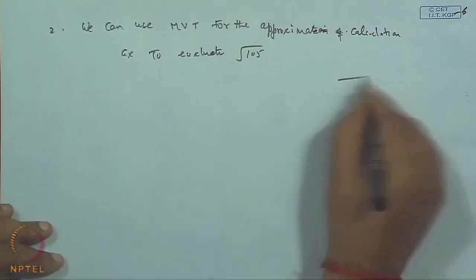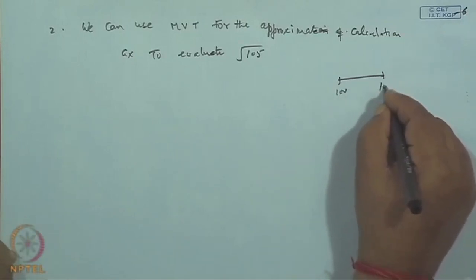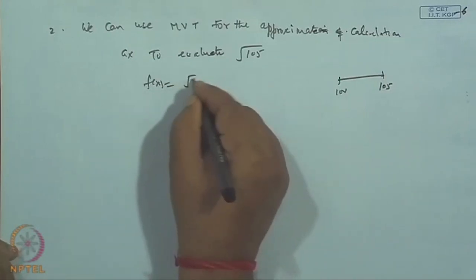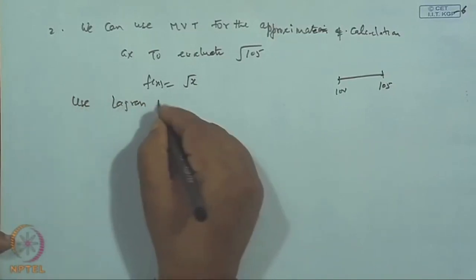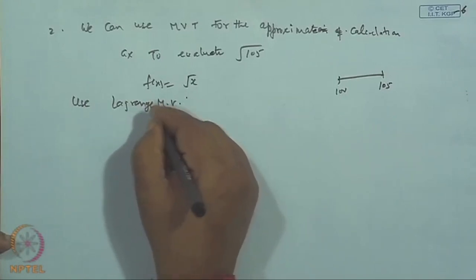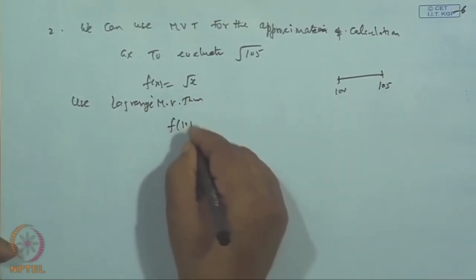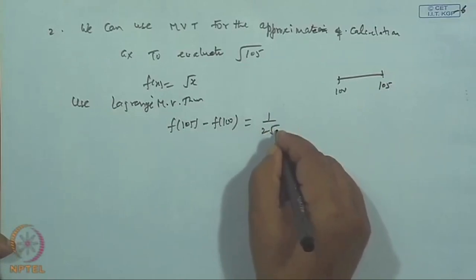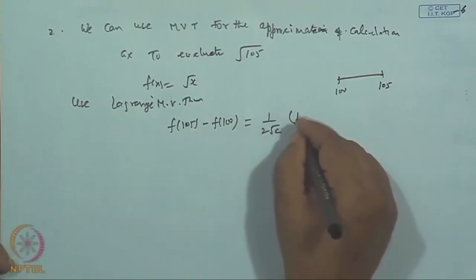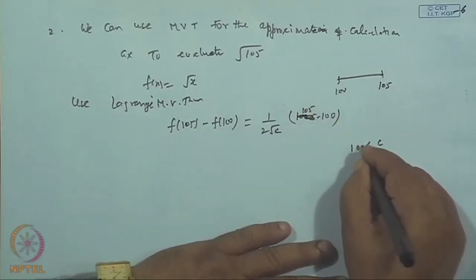Now, take the interval 100 to 105, and the function f(x) equal to root x, then apply Lagrange's mean value theorem. What we get is f(105) minus f(100) is equal to the derivative of this function at some point c times the length of the interval, 105 minus 100, where c lies between 100 and 105.